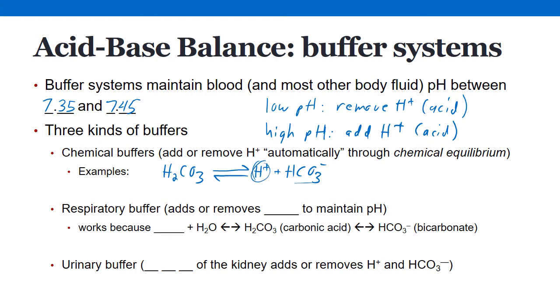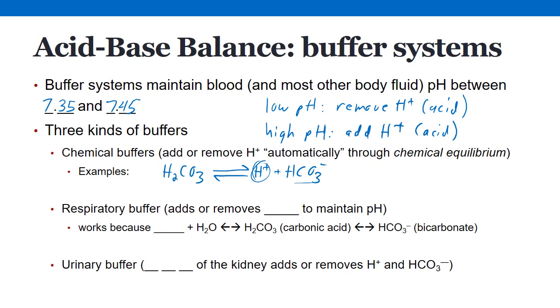If there's too much H plus in the solution, it will just shift to the left to form more carbonic acid, and that removes H plus from the system. If there's not enough H plus in the system, then we can shift to the right to form some bicarbonate and release more H plus into the system. So it naturally buffers the pH.